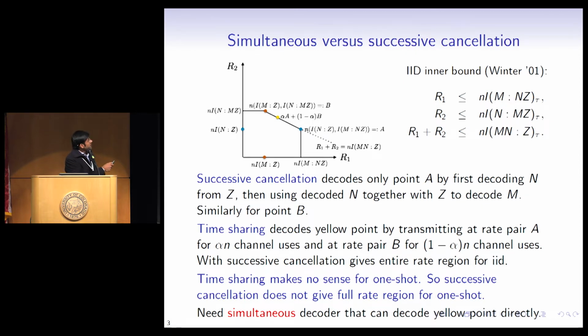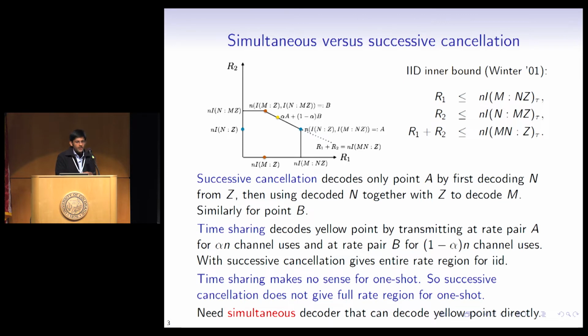Now, the next question is how to achieve any point in between the points A and B. So I want to achieve the yellow point as shown in the slide. The way to achieve the yellow point is I'll be transmitting at rate pair A for alpha n channel uses and at rate pair B for 1 minus alpha n channel uses. Now the yellow point is nothing but a convex combination of the two. So this technique is known as time sharing. So I can get the entire rate region by time sharing and successive cancellation.